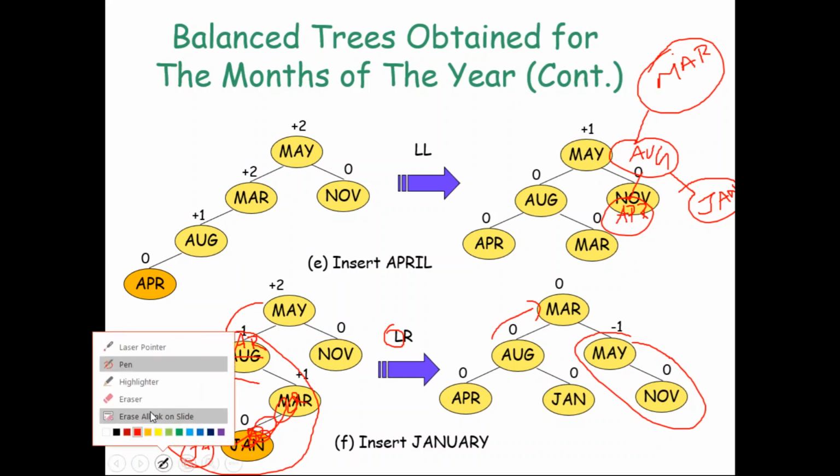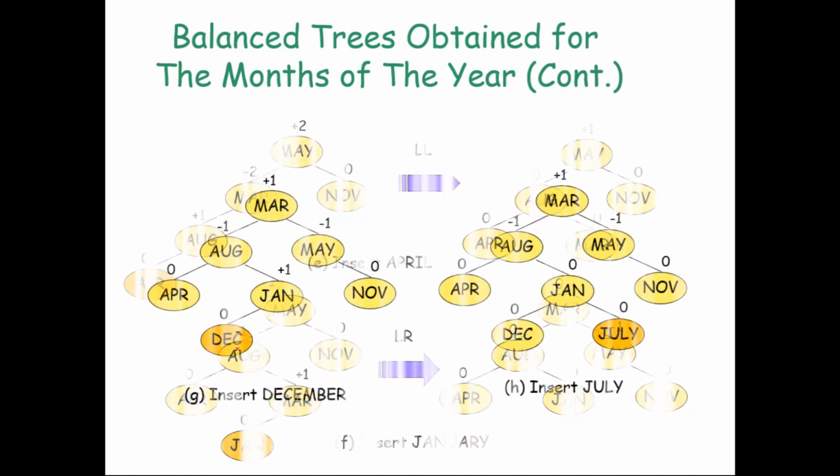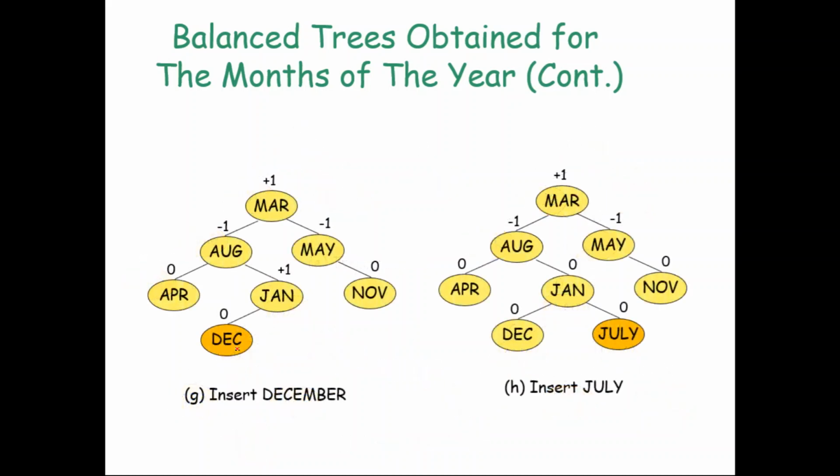So this kind of rotation is called LR rotation, because the new child is added on the right side of the left subtree of the node which creates the imbalance. Now if you add December, this is what you get. It is a balanced tree, no issue. Again, if you add July, this is the one you get. It's a balanced tree, no issue.